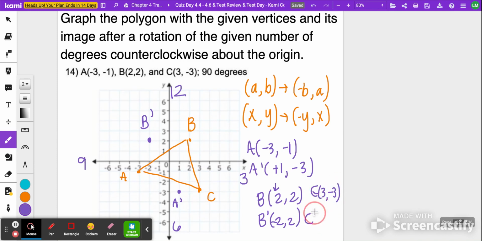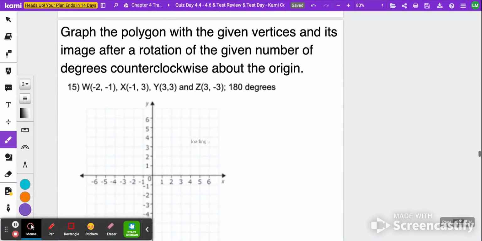So to get C prime, I'd be switching around -3, 3, but now that Y value is going to become positive. So now I have positive 3, positive 3. So C prime is right close to where B prime was, and now as I show my rotation, it has just been rotated 90 degrees counterclockwise.